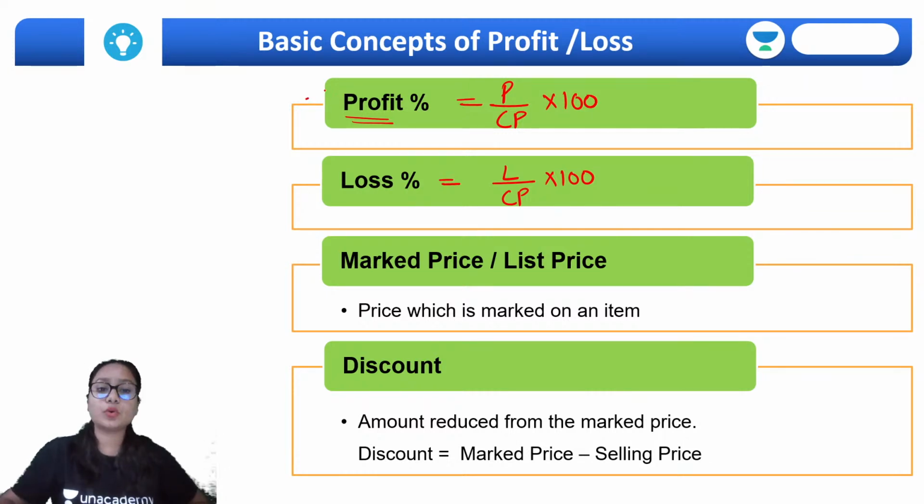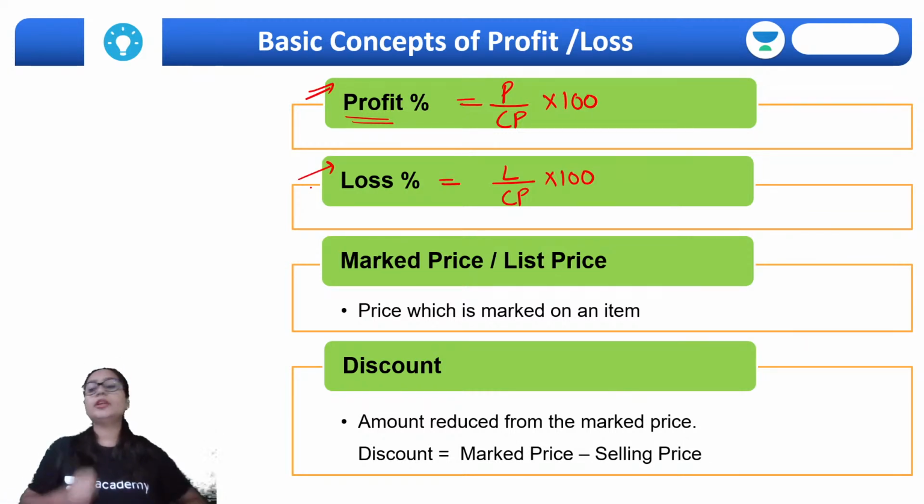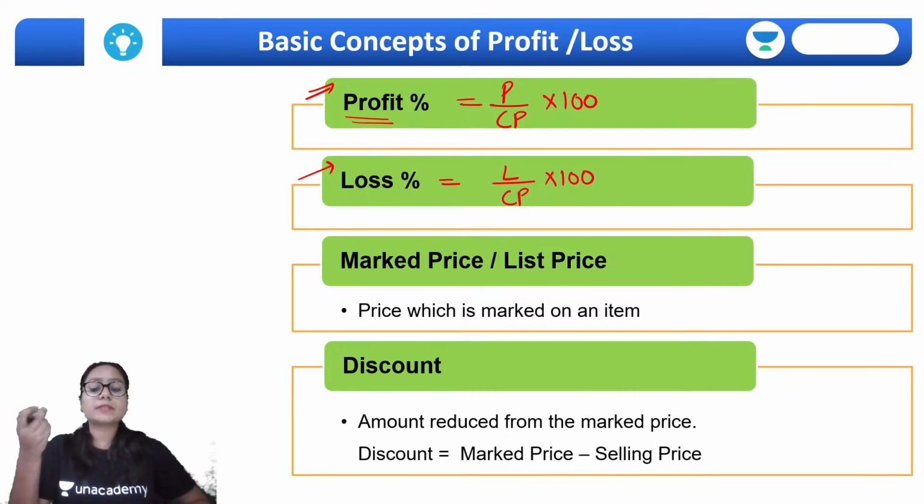Okay, so please take a note of both these formulas, they will be useful when solving the questions. Then the next term is marked price or the list price. The price which is marked on an item is known as the marked price. Now please note that marked price may not be the same as the selling price.